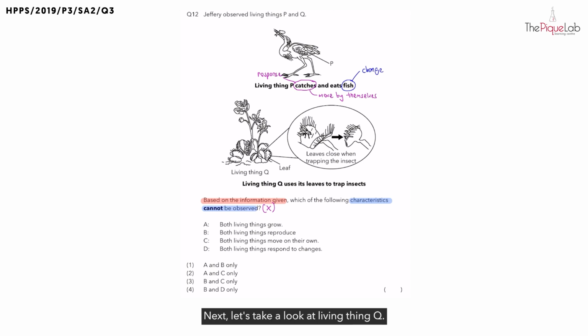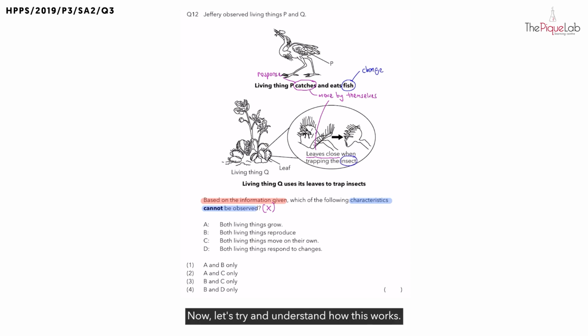Next, let's take a look at living thing Q. They said that the leaves of this plant is able to close. Now think about this. When the leaves can close, what characteristic of living things does it show us? It shows us that it is able to move. So this is what we can write out. And they said the leaves only close when it traps the insect.